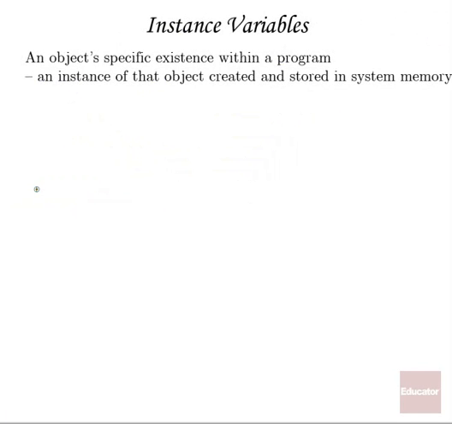Now, as we set up variables in our program, some of these variables will be objects within our class. And as that object is created, and as that variable is assigned a value, whether it's text or a string or numbers or what have you, that object then becomes an instance variable. An object's specific existence within the program is what we call an instance of that object, created and then stored in your system's memory as the program is running. That little memory block is saved and reserved for holding that particular instance of that object.